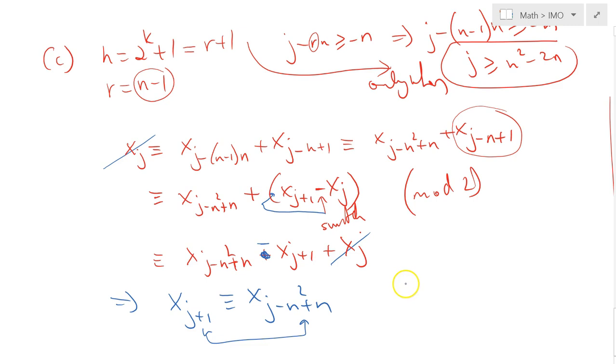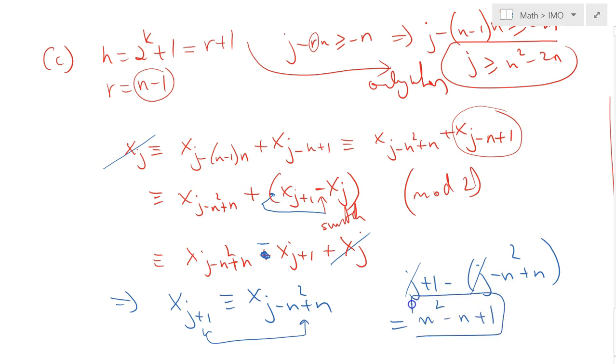So therefore which one is bigger? This guy is bigger. So j plus 1 minus j minus n squared plus n is simply equal to, the j's cancel out, n squared minus n plus 1, and this is the desired result.